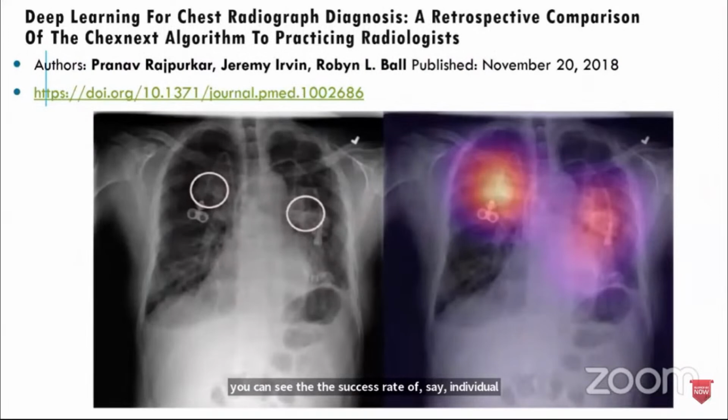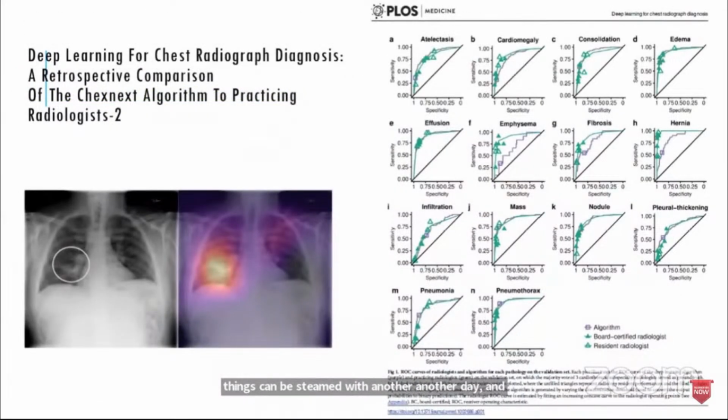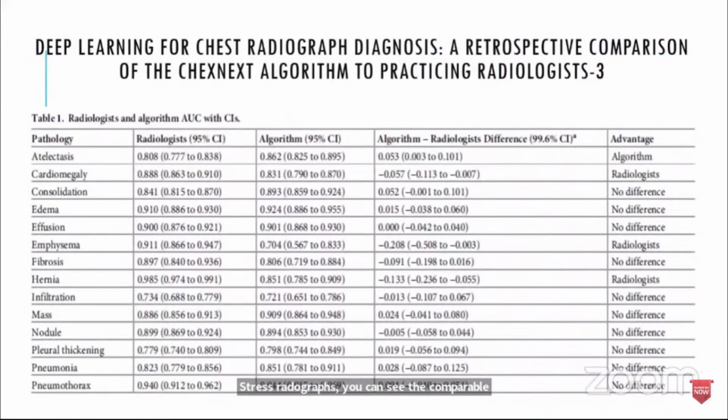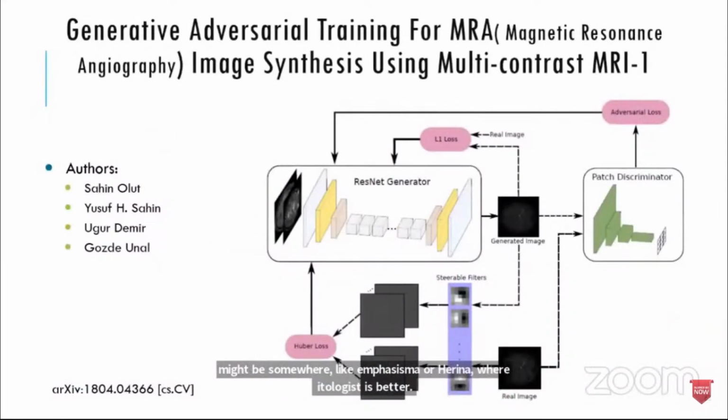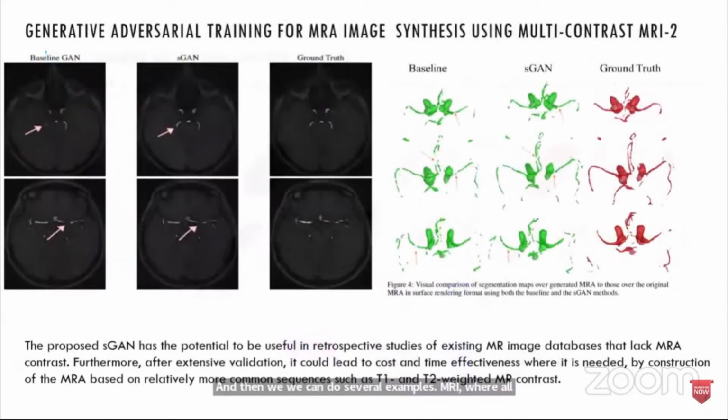Then these things can be seen with another network called ChestNet, where we can find out the deep learning of chest radiographs. You can see comparable results with an individual. And not only that, if you look at atelectasis, cardiomegaly, consolidation, all those findings of chest X-ray, the diagnosis of the radiologist and the algorithm is almost the same. There might be somewhere, like emphysema or hernia, where the radiologist is better. And then we can do several examples, like MRA, where all those things are available with another network.